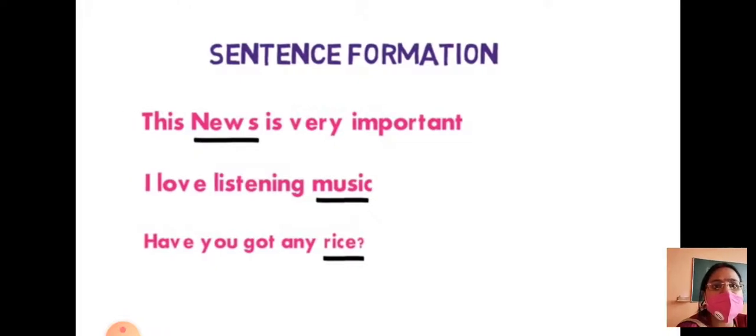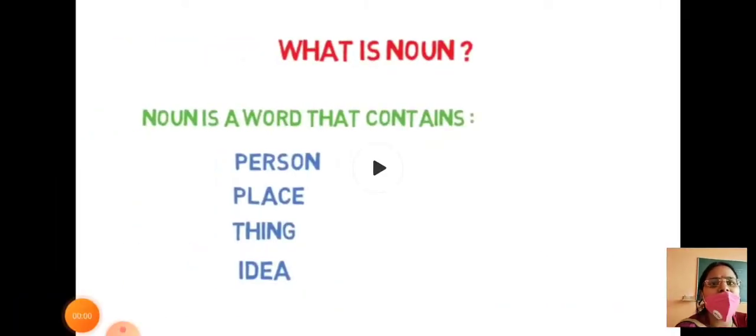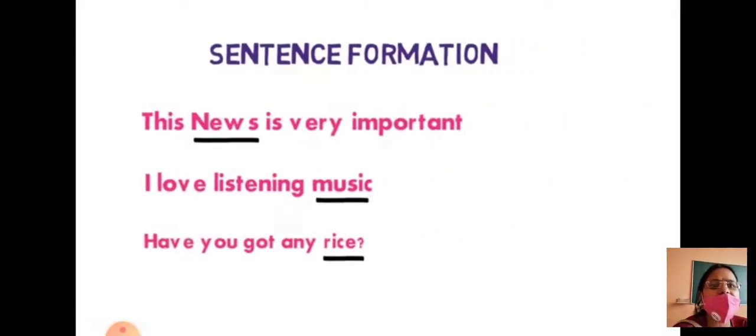Now let's talk about the sentence formation. This news. Now you don't know which news we are talking about. Is it single or plural? You don't have to use S. I love listening to music. Music's S is not there. Have you got any rice? Rice itself means a single rice. Rice itself means the whole 1 kg of rice or 2 kg of rice. It means you cannot count them. I have already told you, students, that these are the uncountable nouns which you cannot count.